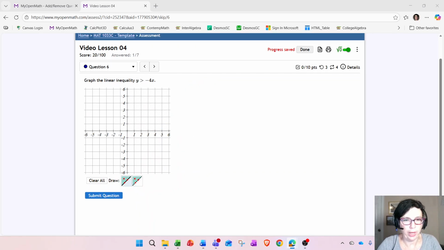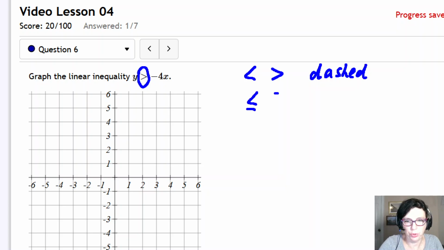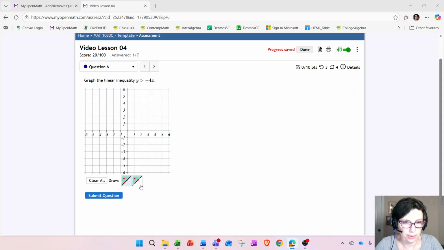Well, I need to look at the sign. So I look at this sign right here. If it's less than or more than, that means the boundary is not included, so it should be dashed. If it's less than or equal to or greater than or equal to, that means the boundary is included, so it will be solid. Well, for me, it's not included, so I am going to click over here. So I just selected the one that's dashed.